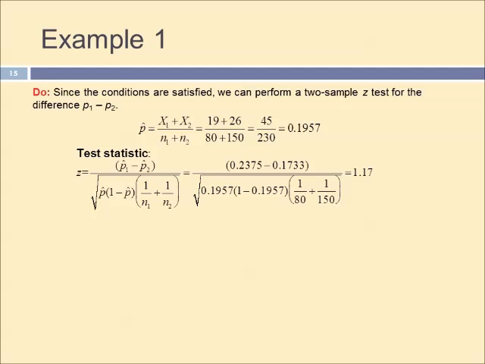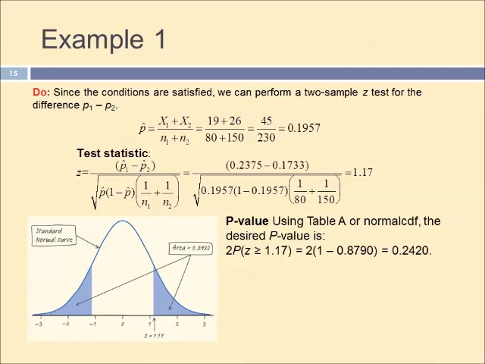And then, to calculate the z-score, we plug those numbers into the formula. Notice the pooled value is in the denominator, whereas the difference in the sample proportions is in the numerator. So we crank out the numbers, we get a z-score of 1.17. This is a two-tailed test, so we want twice the probability of a z-score greater than 1.17. So using table A, we find that the p-value here is 0.2420.